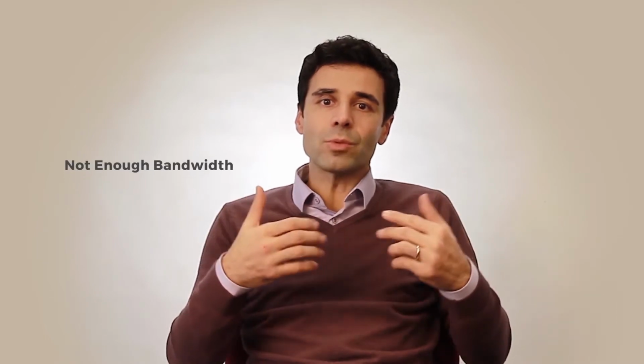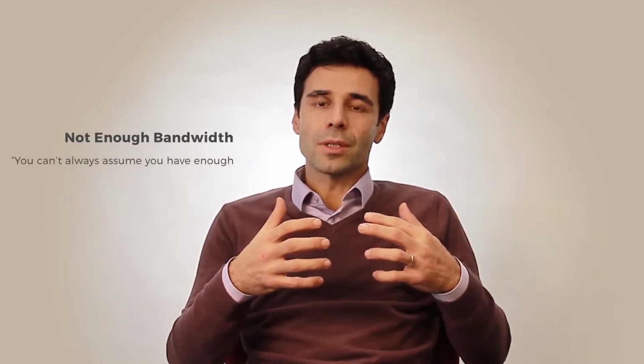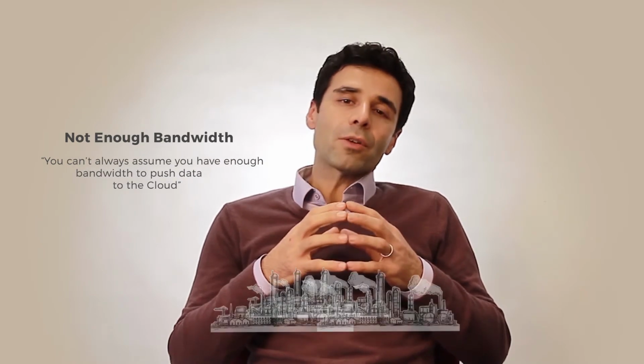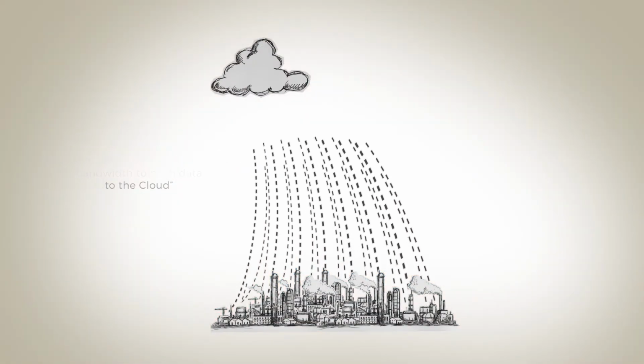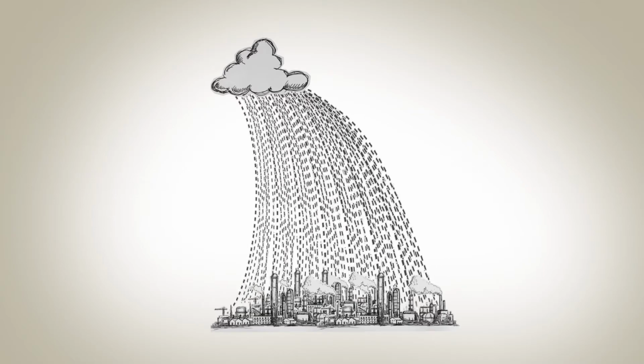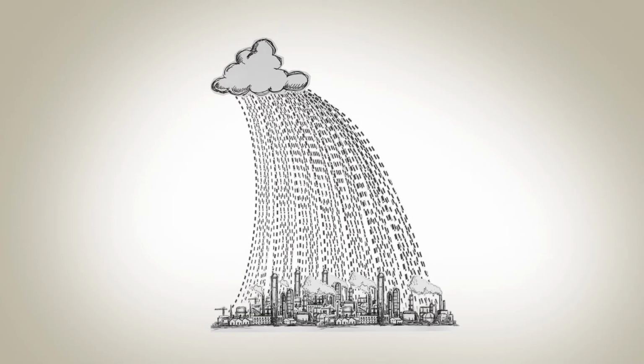Another assumption that underpins the applicability of cloud-centric architecture is that you always have enough bandwidth to push data to the cloud. But if for a moment you think about smart grids or smart factories, those systems can produce up to half a terabyte of data per day. So imagine pushing all the data to the cloud. That is not going to work.